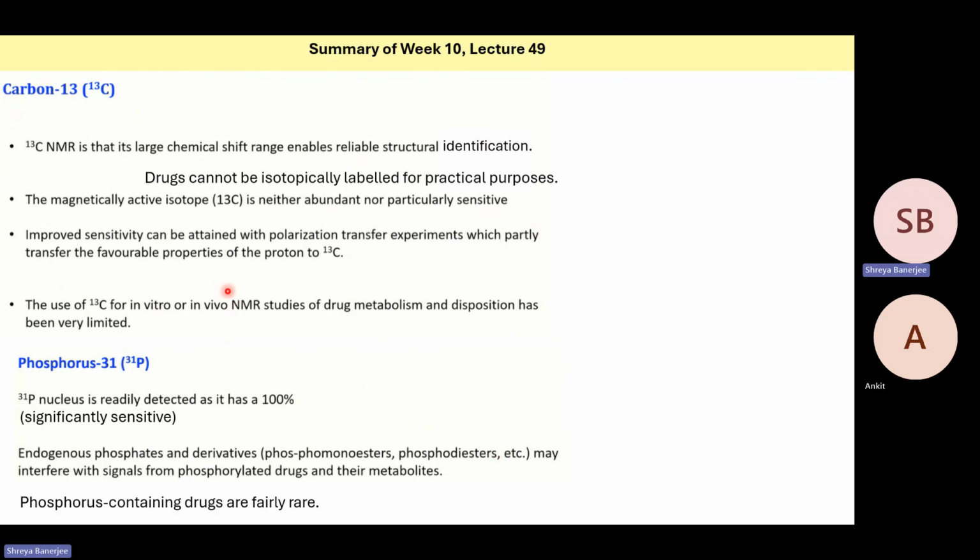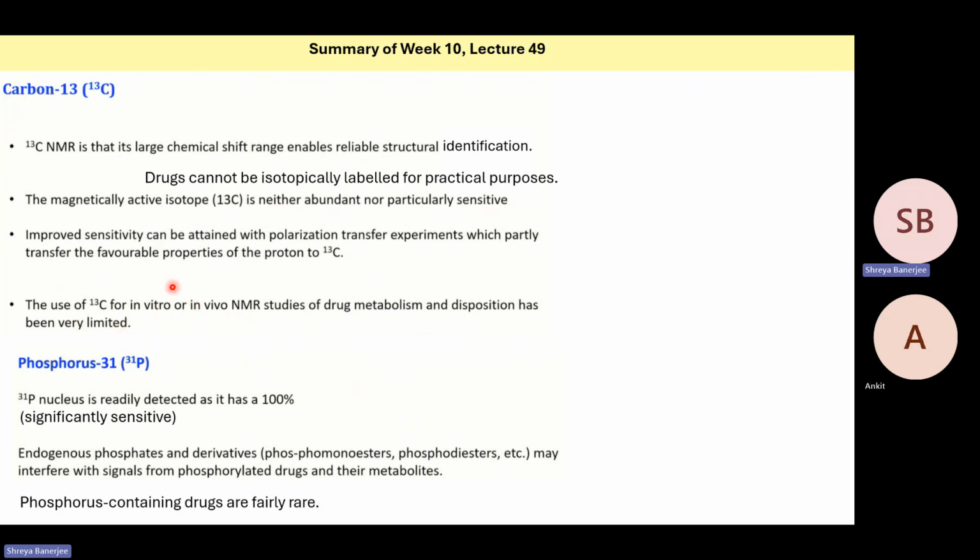But if you're doing in vivo studies, ingesting 13C is not good for the human body. It causes many problems in the body. So you cannot have drugs which are labeled with 13C. So the practical use for 13C in vitro or in vivo is very limited.